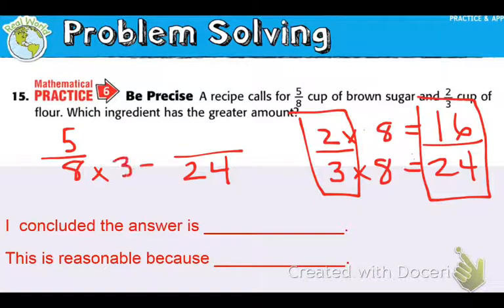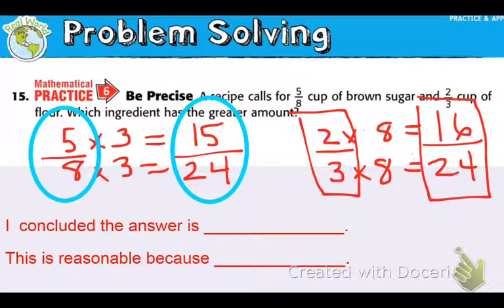8 times 3 is 24. 5 times 3 is 15. So again, I've created two fractions that are equal. They look nothing alike, like 25 pennies and a quarter, but they have the same value. Step 1, the multiple is 24. Step 2, create your fractions.